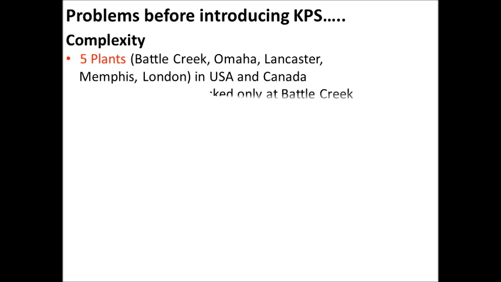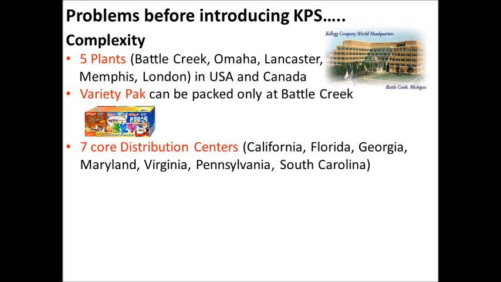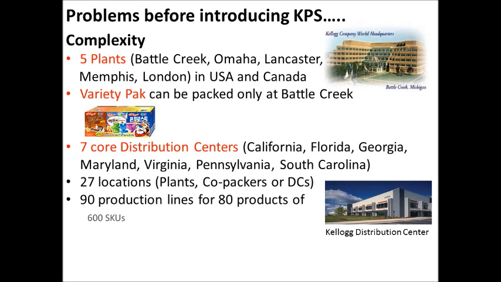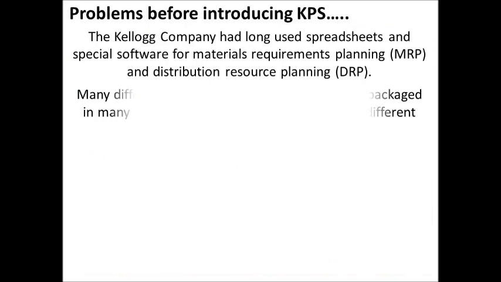So there were potential problems before introducing KPS due to the complexity of the situation, as in five plants situated across the country, as you can read from this slide, and the variety pack, which can be packed only at Battle Creek alone. There are seven core distribution centers. All in all, it is about complexity, and the challenge is the need for an optimal solution to save cost against the complexity of the above conditions. So we try to address this issue through the KPS.